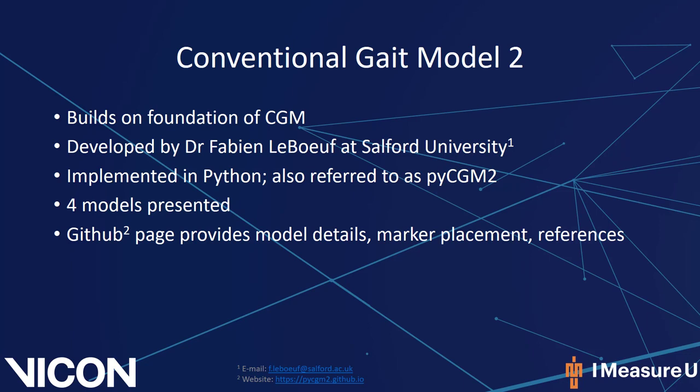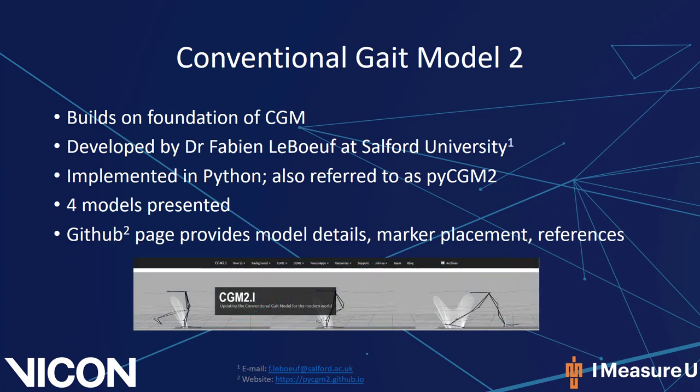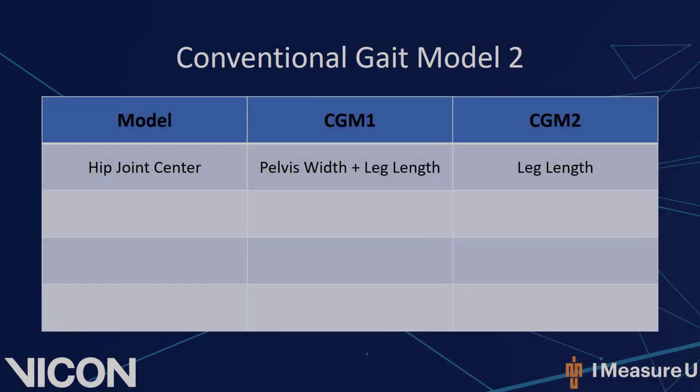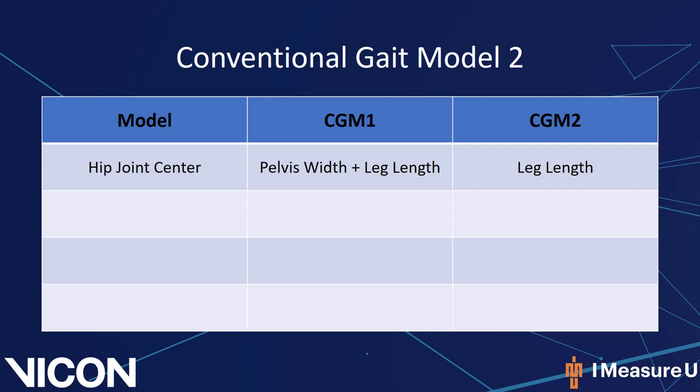In total, Fabien presents 4 models. For more information, please refer to the GitHub page. This site not only contains a detailed description for each model and guidance for marker placement, it also provides references which were used in their development. The following is a brief overview of how each model compares to Plugin Gait.